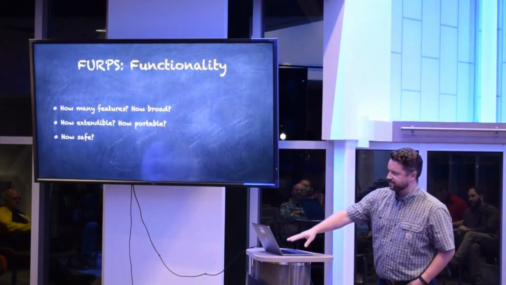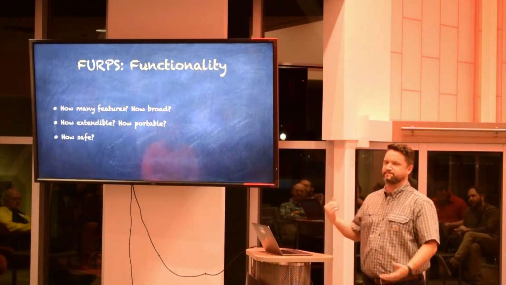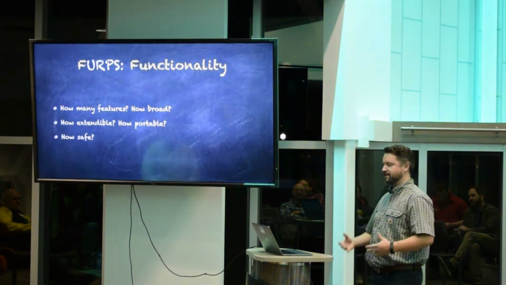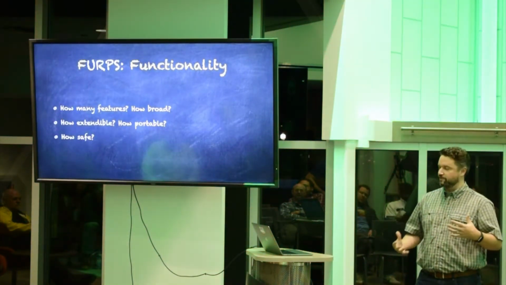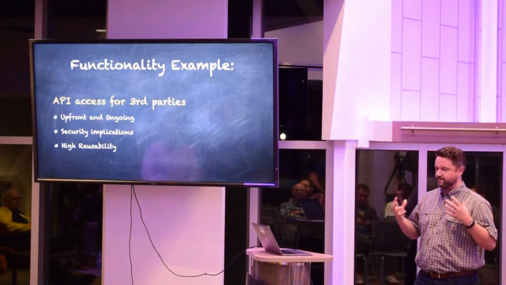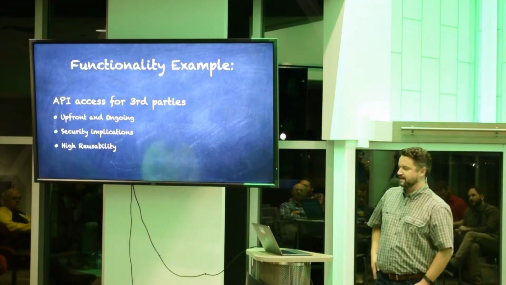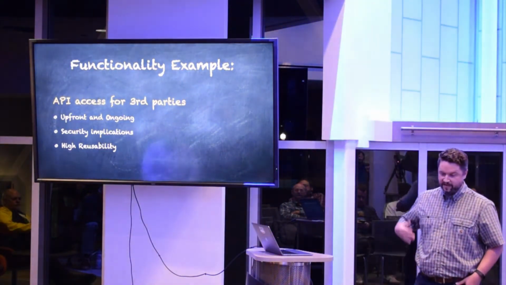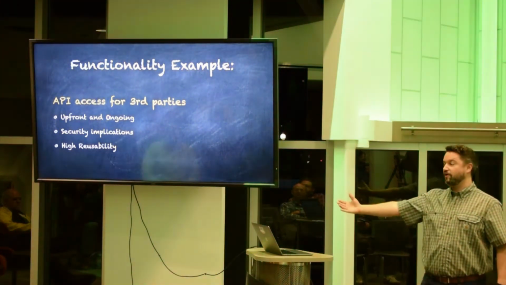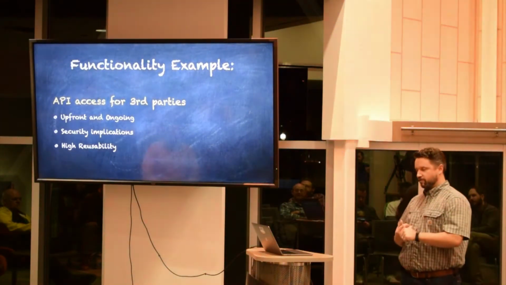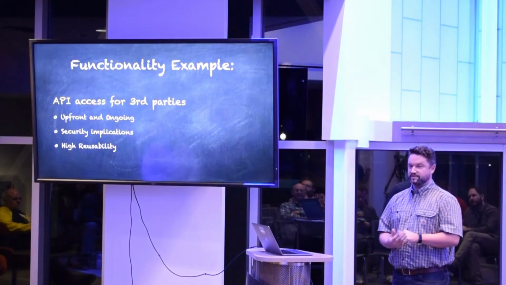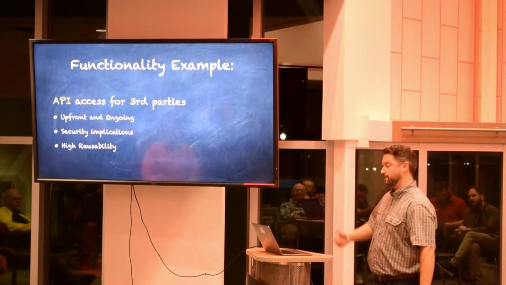These questions actually map to additional ilities, but I didn't want to just beat you guys over the head with this. But essentially, ask yourself some questions like how many features are we going to have, how broad, how extendable does this have to be, and how much security needs to be required. A good example of functionality is if you say that you're going to have an API that's going to be accessible by third party, a lot of upfront and ongoing considerations to make, security implications, and of course, it's going to crank up your reusability.